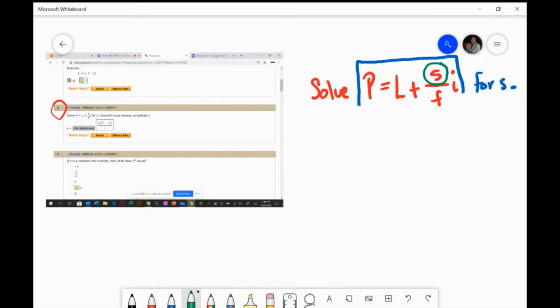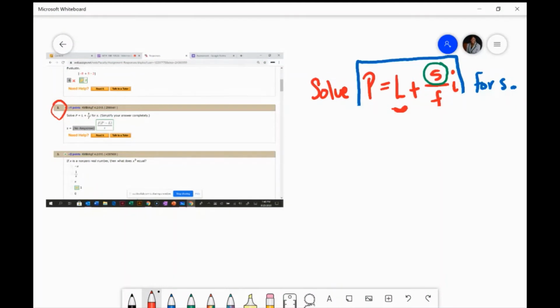Can anybody tell me, where should we even begin? What should we move first? You said reverse operations, but what are we going to move first? Now we want S to stay, right? So we don't want to move S. L. Very nice, Asia. We're going to move L first. So we have L here. We want to move it first.